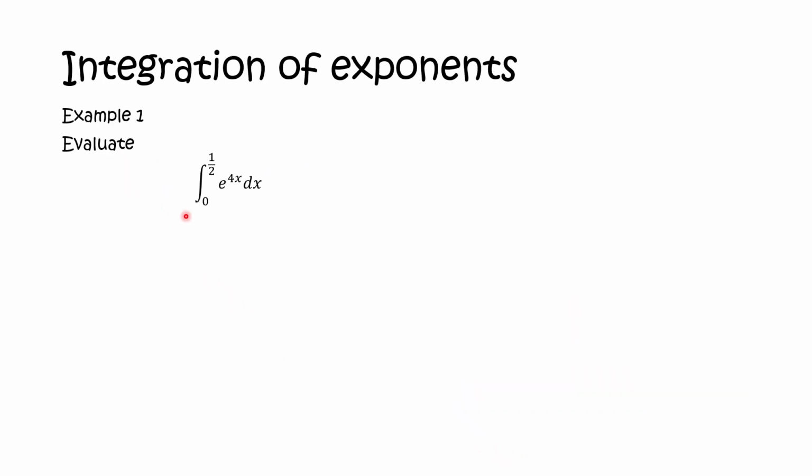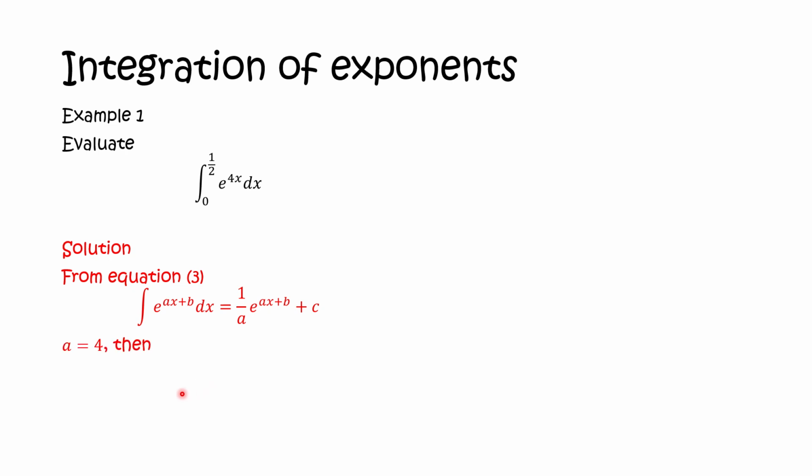We are asked to evaluate the integral from 0 to a half of e to the 4x dx. The solution from equation 3, and recall what we had from equation 3. In this case, we have our a is 4 and our b is 0, so we won't include it in this case. Implying that the integration of this integral would be 1 over 4 times e to the 4x, and evaluating from 0 to a half.